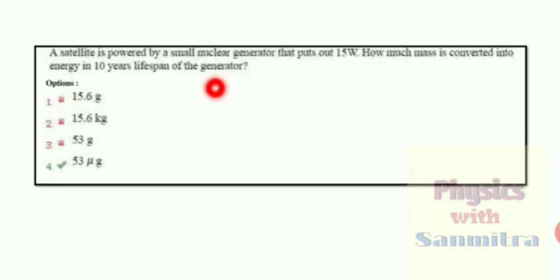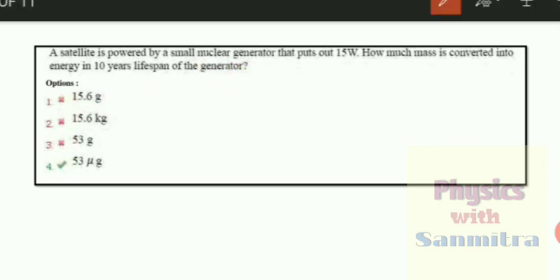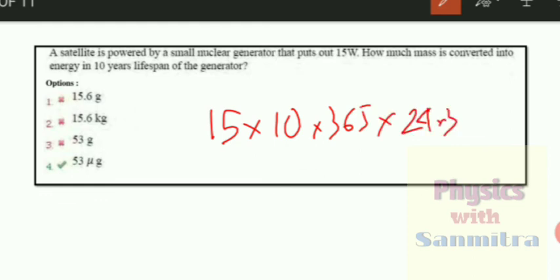Now this question is that a satellite is powered by a small nuclear generator that puts out 15 watt. How much mass is converted into energy in 10 years lifespan of the generator? So it is given the power. Power is 15 watt, that is energy per unit time, into the time, which is given as 10 years. 10 years has 365 days, 365 days has 24 hours, and 24 hours have 3600 seconds. And that is equal to mc square.